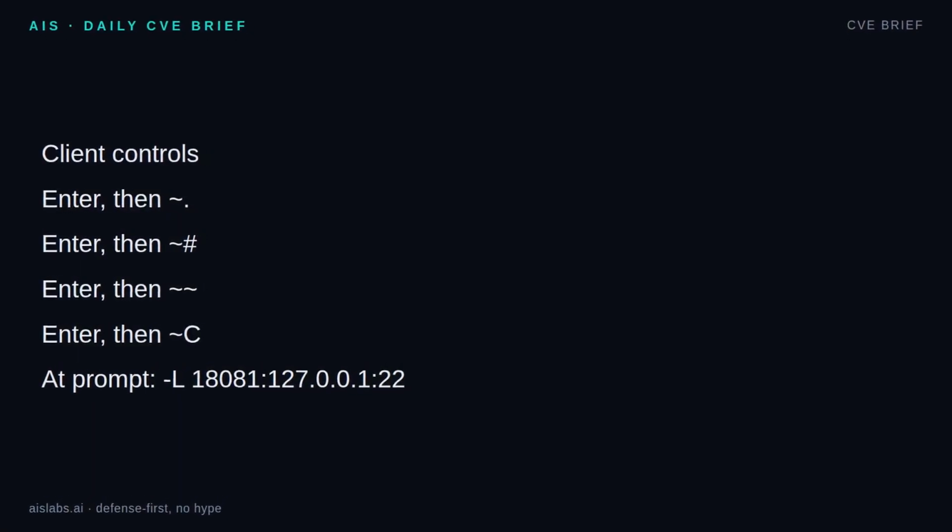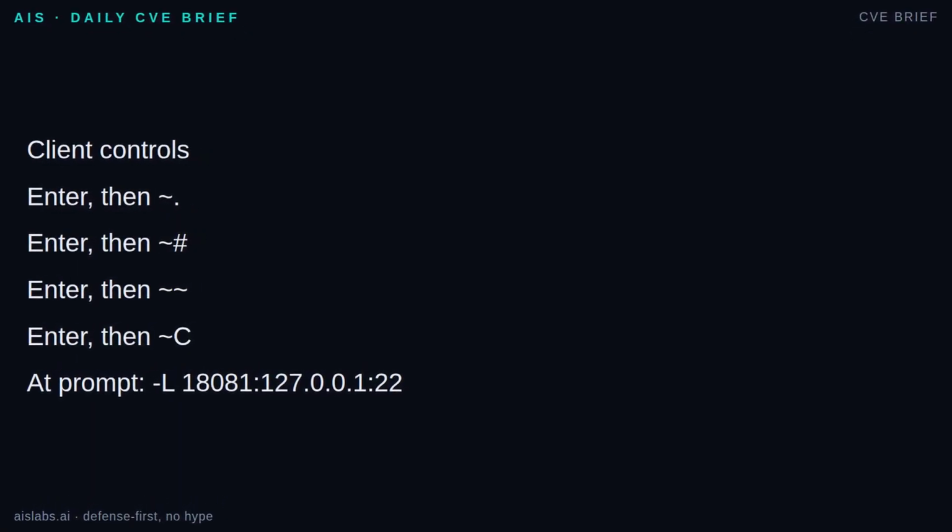Walk the card line by line. Enter then tilde dot disconnects the session immediately. This is the one to remember for dead TCP sessions and stuck terminals. Enter, then tilde hash lists forwarded connections, which is useful when you have several local, remote, dynamic, or X11 forwarding channels active, and you need to see what the client is carrying. Enter, then tilde tilde sends one literal tilde to the remote side. Enter, then tilde capital C opens the SSH escape command line. At that prompt, you can add a live local forward using the same -L syntax you know from the SSH command line. Some OpenSSH versions require explicitly enabling that command line.